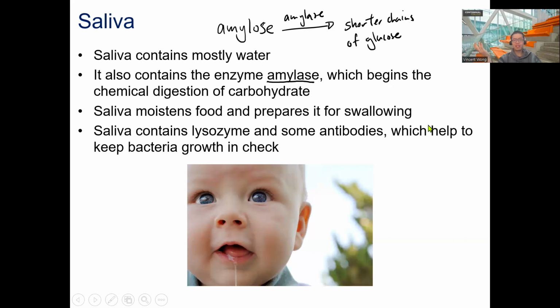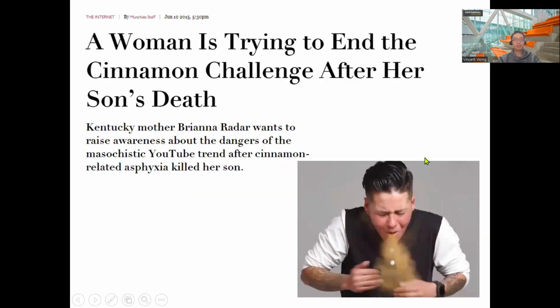If you ever eat things that are really dry and it almost hurts to swallow, you need to drink some water to wash it down, as people say. So saliva is supposed to help lubricate the food and make it moist so it's easy to swallow. It also contains lysozyme, which we learned in lecture 3, and some antibodies, which help keep bacterial growth in check.